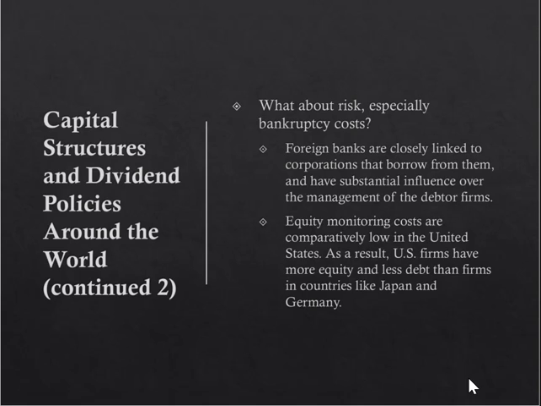Equity monitoring costs are relatively low in countries like the U.S. because there are a lot of required filings with the Securities and Exchange Commission. So as a result, U.S. firms have more equity and less debt than firms in countries like Japan and Germany, where they're much less transparent. And so as a result, they tend to have to borrow additional debt in order to get the capital that they need in order to function. So again, this is the view of capital structure. And we'll try and tie everything together at a policy level in the next section of the course.